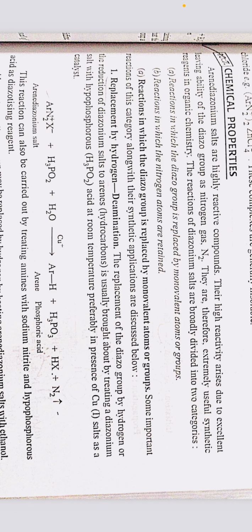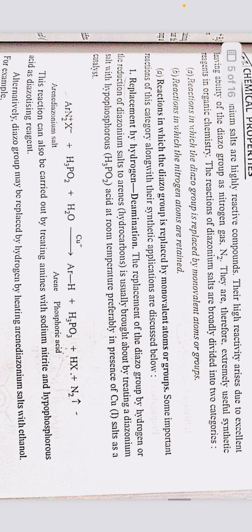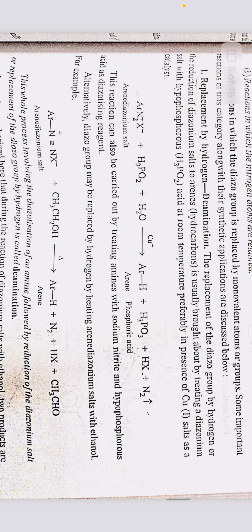Chemical properties: arene diazonium salts are highly reactive compounds. Their high reactivity arises due to the excellent leaving ability of the diazo group as nitrogen gas. They are extremely useful synthetic reagents in organic chemistry. The reactions of diazonium salts are divided into two categories: reactions in which the diazo group is replaced by monovalent atoms or groups, or reactions in which the nitrogen atoms are retained. Reactions in which the diazo group is replaced by monovalent atoms or groups: some important reactions of this category along with their synthetic applications are discussed below.